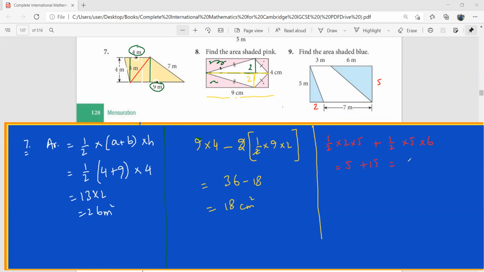Do you think we can find the same area with any other method? Hmm? First find the rectangle, then take out the trapezium from it.